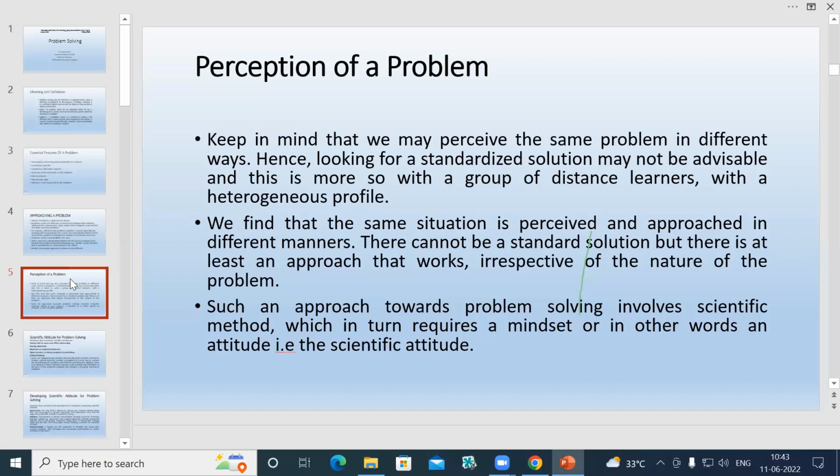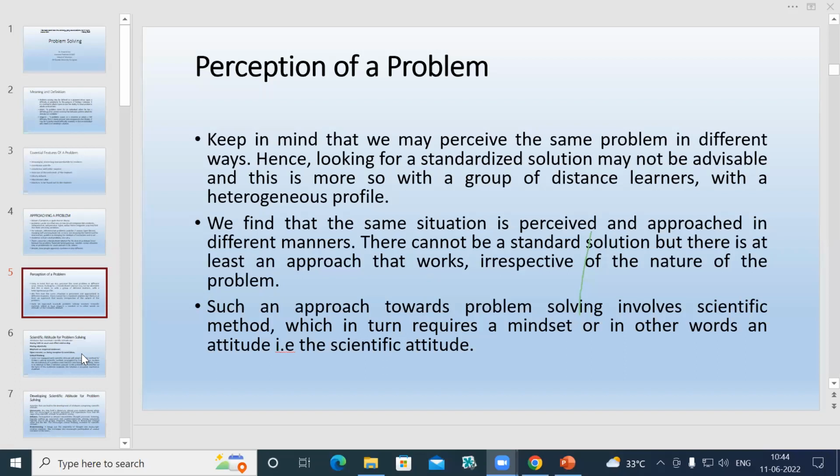This goes more with, for example, distance learners, whose problems will be different. A heterogeneous profile of the audience is there. So the nature is different, and there cannot be a standardized solution to a problem. We find that the same situation is perceived and approached in different manners. So there cannot be a standardized solution, but there is at least an approach that works, irrespective of the nature of the problem. Such an approach towards problem solving involves the scientific method.